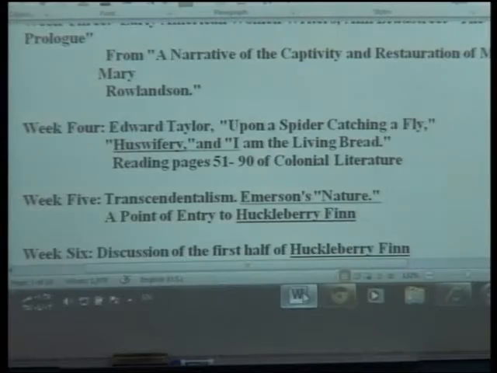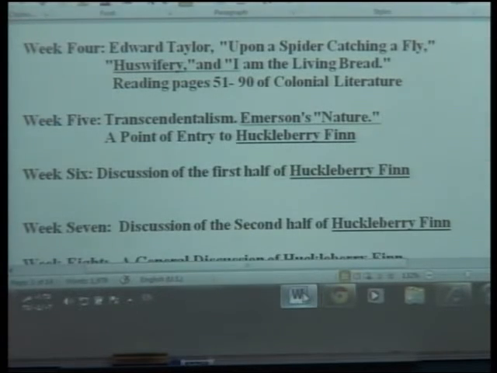Then in week 5 or 6, around this, we're going to have a point of entry to our central book, which is Huckleberry Finn, a very interesting, very controversial book, and we're going to spend at least 3 weeks studying this book. As you see, I'm dividing it: week 6, discussion of the first half; week 7, discussion of the second half. This is about 42 chapters, so we have to cover this reading.